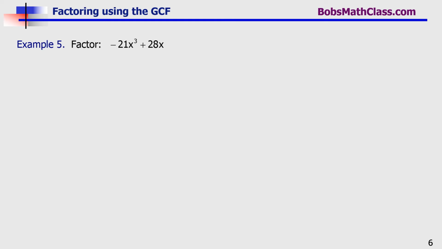Second step is to find the GCF. So for 21 and 28, what's our GCF? 7? And how about the variable? There's an x to the third and an x. So 7x, right? The lowest exponent. And since the first term is negative, then the GCF is negative. So our GCF is negative 7x.